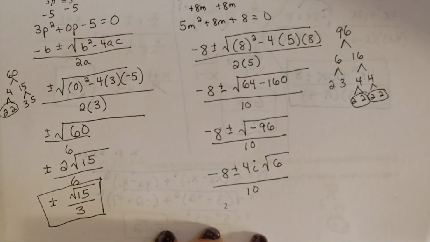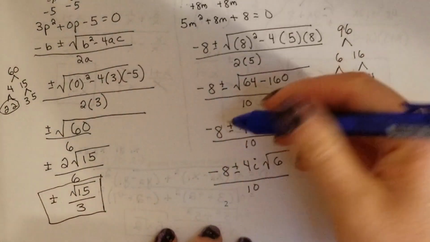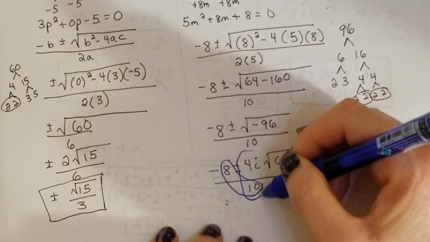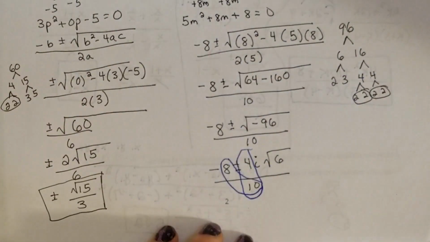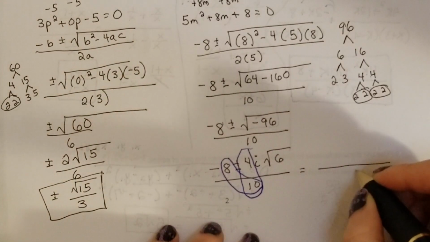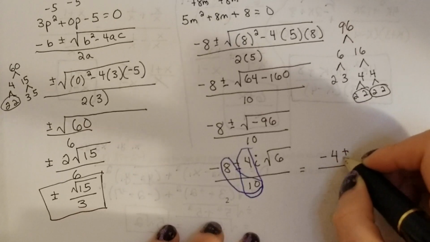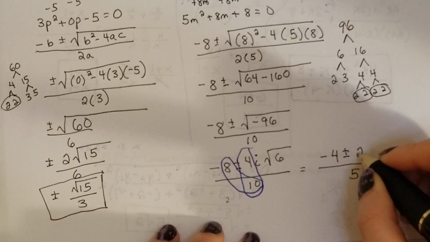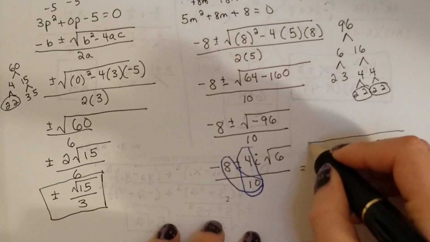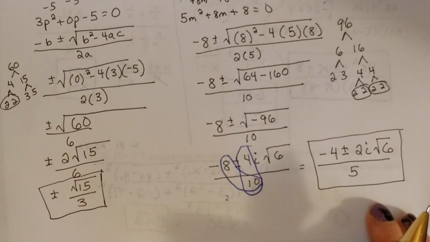And then you're going to want to break down these in the front, this and this. Okay, so 8 over 10, you want to have 5 in your denominator. So that would be negative 4 plus or minus 2i square root 6, all over 5. Once you break down your fractions, that's your answer right there.